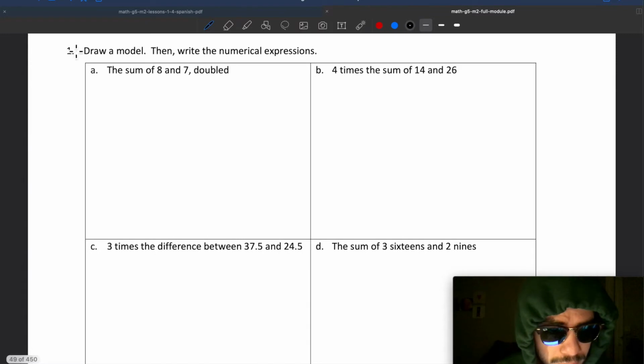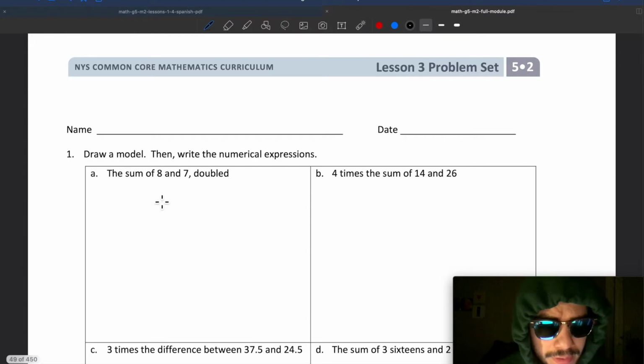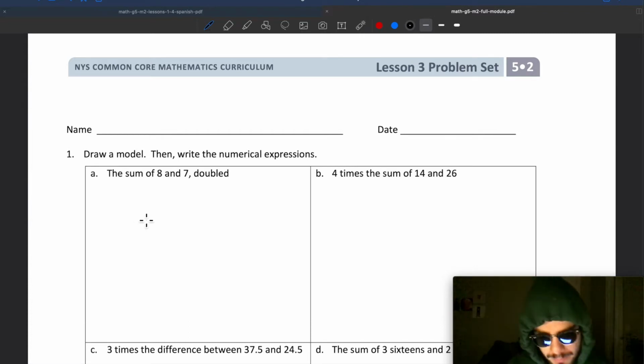Today we are going to be doing lesson 3 problem set. Now, in lesson 3 problem set, what you have is mostly just word problems. Now, for these word problems, you're going to have to read them, obviously, but you're going to have to do something new. Now, you may have done this before, but if you haven't, what you're going to do is something called a tape diagram. Let me show you what a tape diagram looks like.